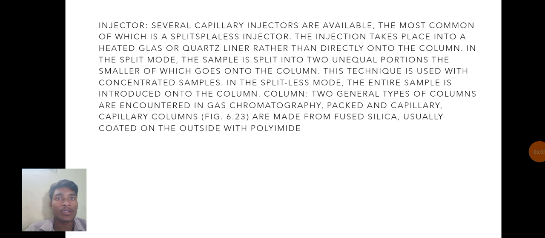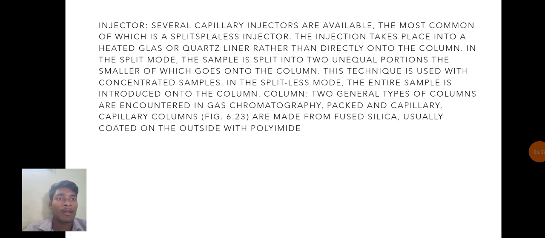The injection takes place into a heated glass or quartz liner rather than directly onto the column. In the split mode, the sample is split into two unequal portions, the smaller of which goes onto the column. This technique is used with concentrated samples. In the splitless mode, the entire sample is introduced onto the column.